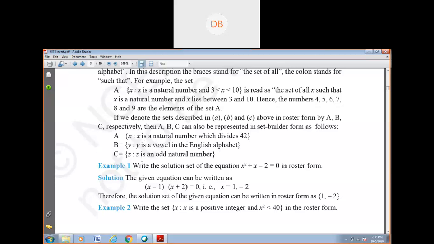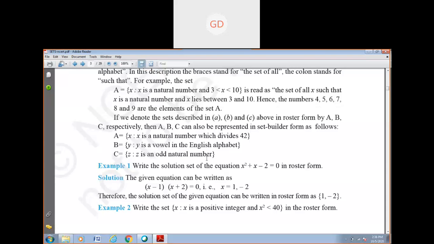Again, Z such that Z is an odd natural number. So this is the set which is the collection of all odd natural numbers. This set we have already written in tabular form, or roster form: 1, 3, 5, ... and so on within second brackets.